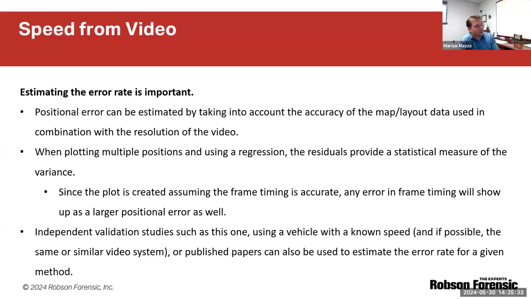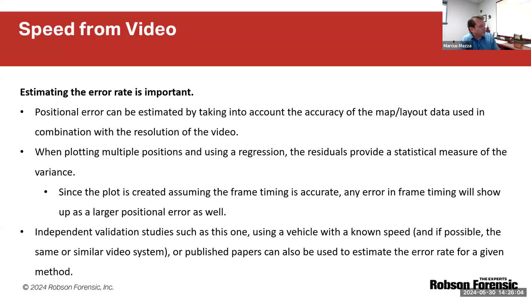Interestingly, when we do those regressions, frame timing error also will show up as a positional error if we assume that the frame rate was correct when doing that plot. That's really great because it allows us to look at the overall error, both from a frame timing and a positional standpoint. That's why, when I do these analyses, I always like to do more than 2 points. I like to do 4, 5, 6 points and plot them to get a good mathematical representation of the type of error that we're seeing.